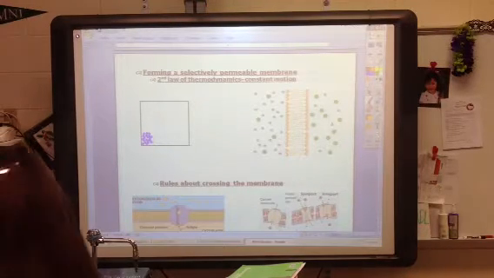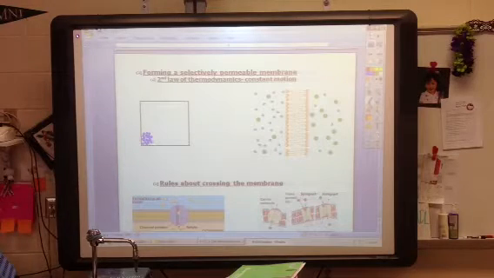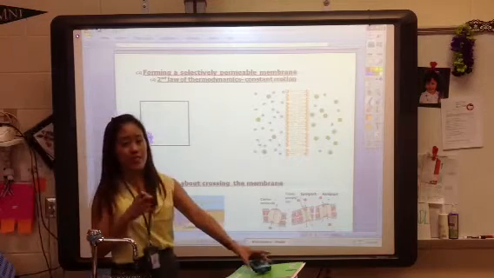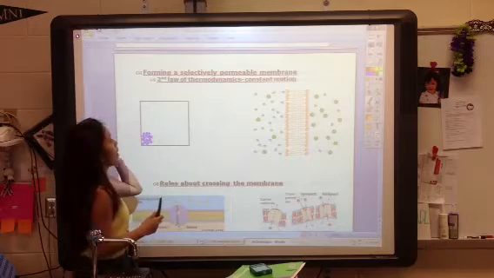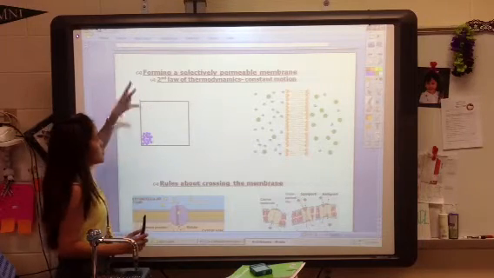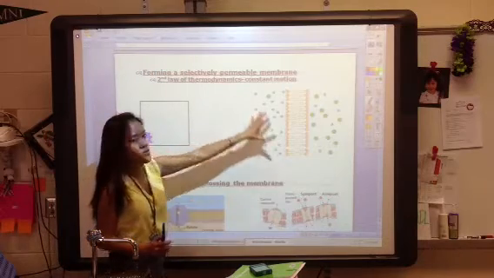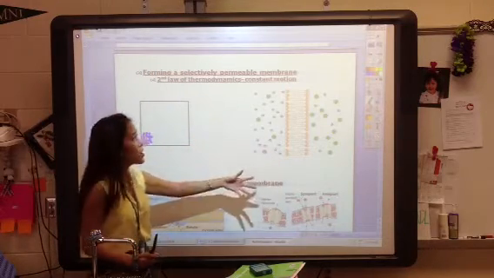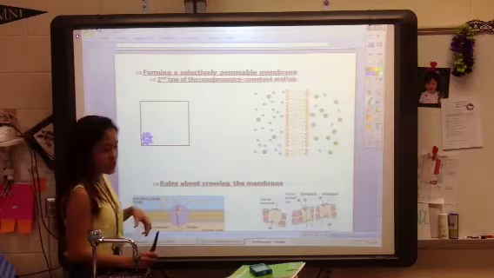So we've just talked about how the cell membrane is formed and what its structure is, and now we're going to look into the functioning of the cell membrane. How do those phospholipids and proteins and other molecules affect how it functions?